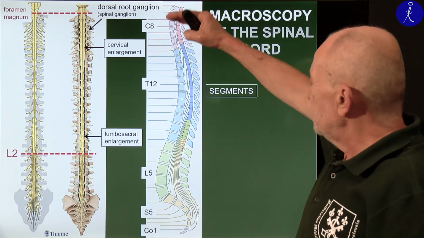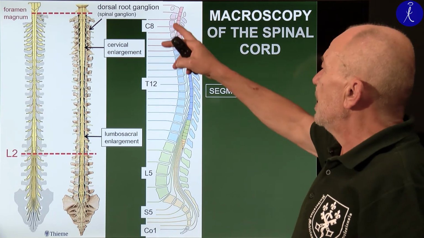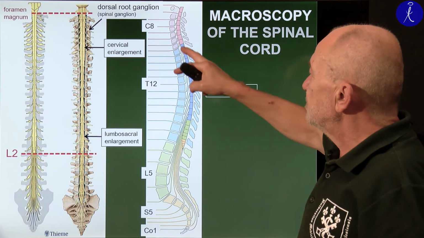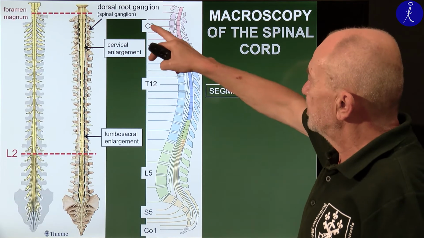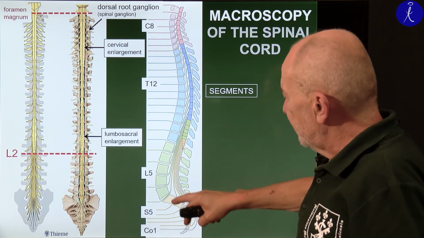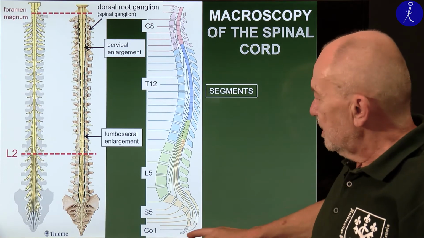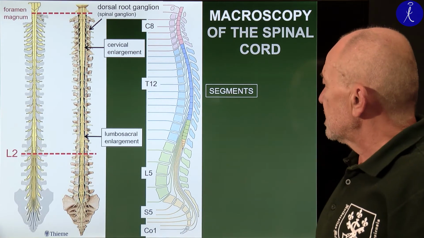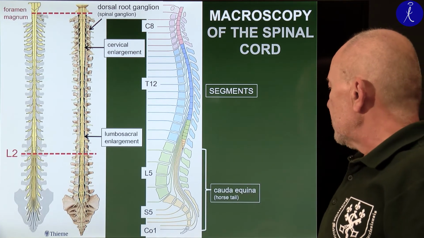The segments, you remember, almost everywhere correspond to the number of the proper vertebrae. The exception was here: 7 cervical vertebrae, 8 segments, 12, 5 again, and here was the other discrepancy where only 1 coccygeal segment existed, but that's what you well know now.